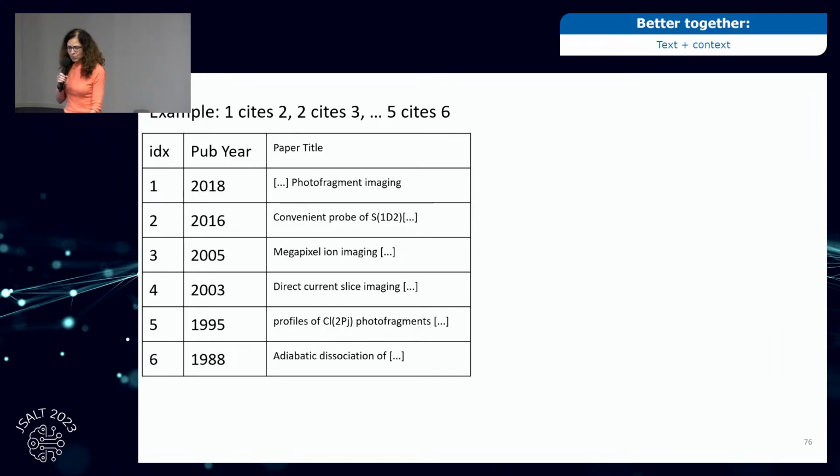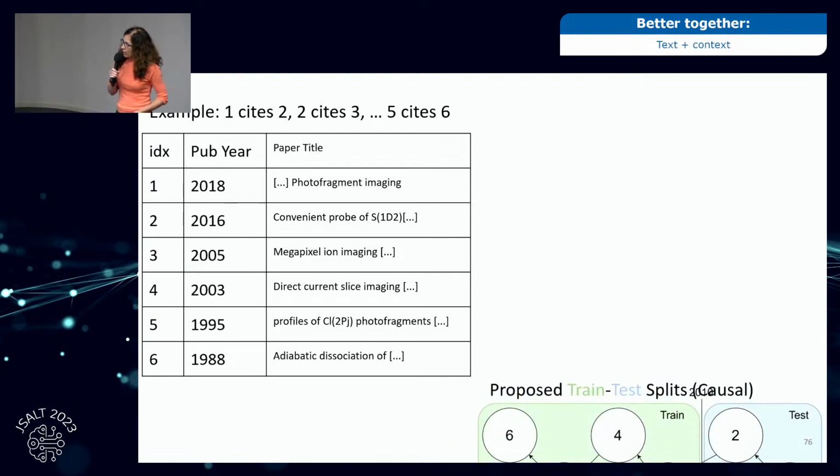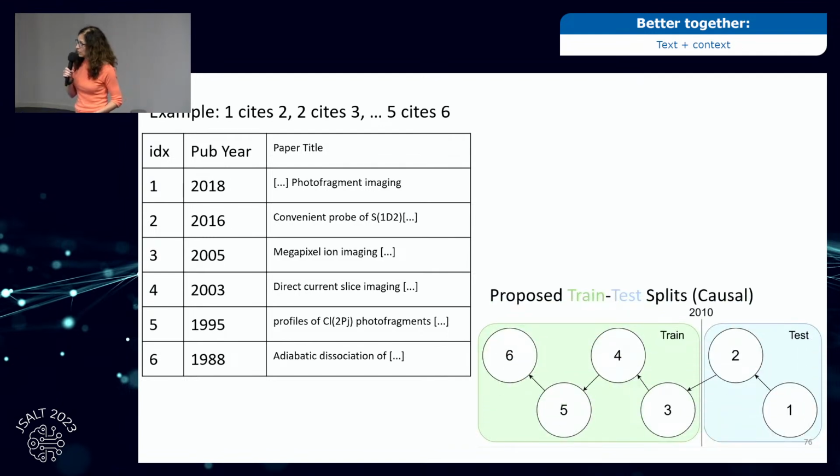In this example, you see a number of papers. They each cite one another in the chart, of course. This is an illustration of what we suggest for the split of test and train. What we propose is that you draw a line in time between these papers, and anything before that time should be considered train, and anything after should be considered test.